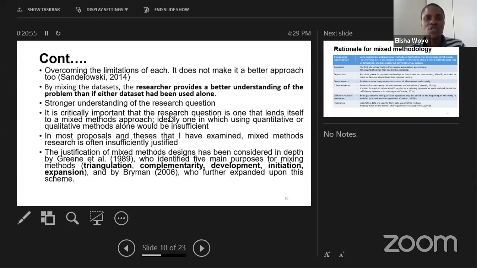And I should reiterate at this point that when we are writing the methodology section, I am more interested in why it is being used. What's the rationale?